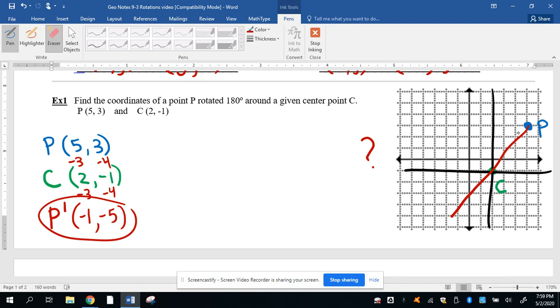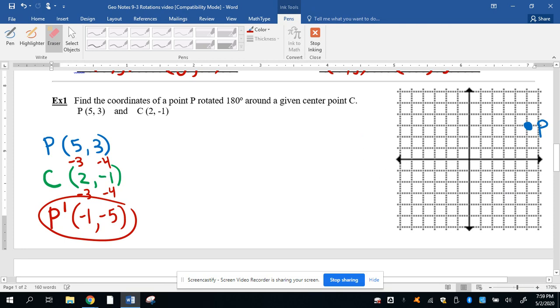This is kind of confusing, so we're going to erase what I did here and say, it doesn't have to be confusing. We can do the same thing we did before, where P is 5, 3, C is over 2, down 1, and P prime, let's just see if this makes sense, is -1, -5: 1, 2, 3, 4, 5, and that's my P prime. If we connect those points, you can easily see that that is a 180-degree rotation with respect to our midpoint, or in other words, with respect to our center point, which is C.